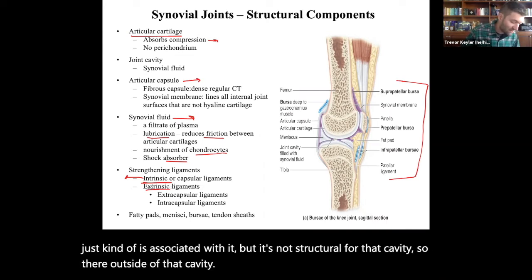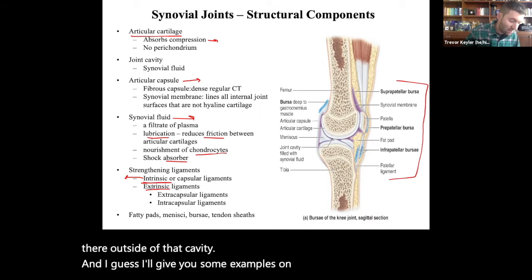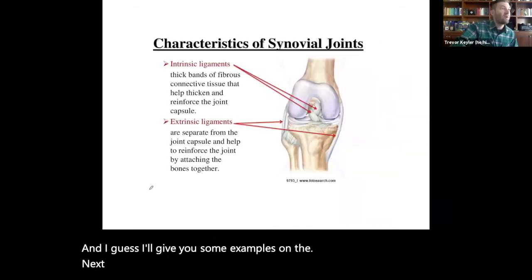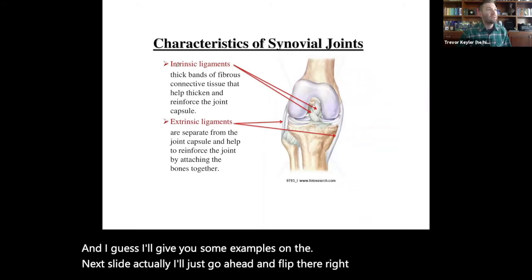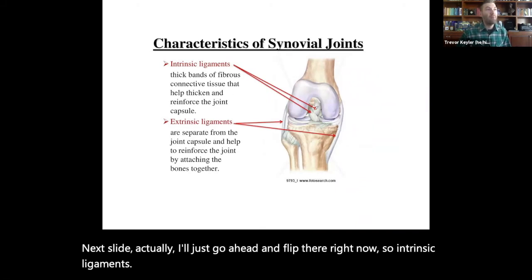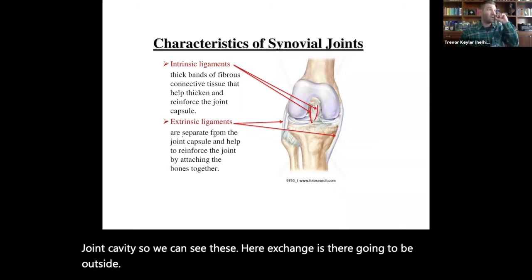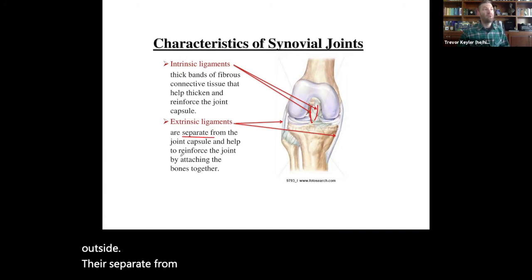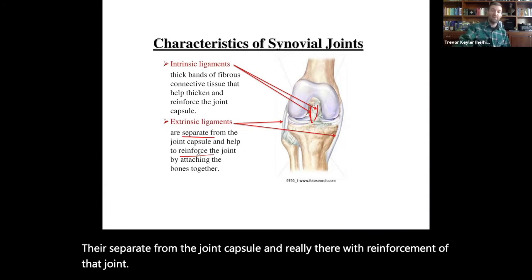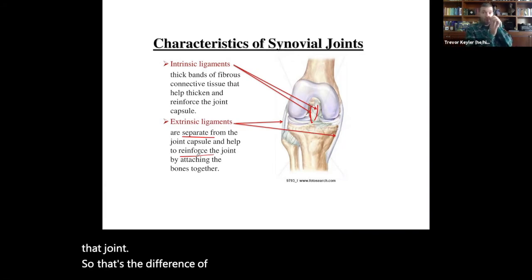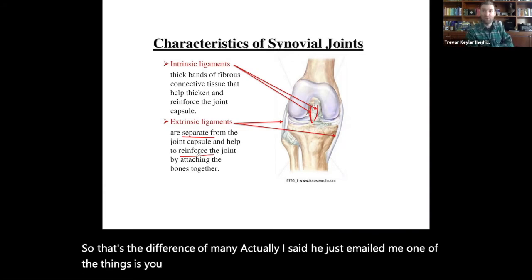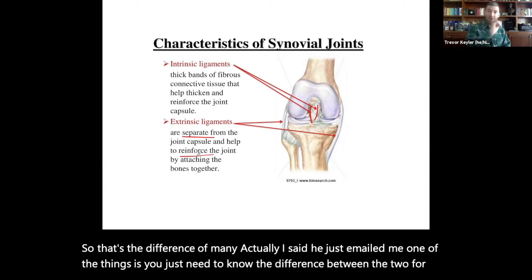I'll give you some examples on the next slide. Actually, I'll just flip there right now. Intrinsic ligaments help make up that joint cavity, and we can see these here. Extrinsics are outside. They're separate from the joint capsule, and really they're there for reinforcement of that joint. So that's the difference. Manny just emailed me. One of the things is you just need to know the difference between the two for this practical, so not too terrible.